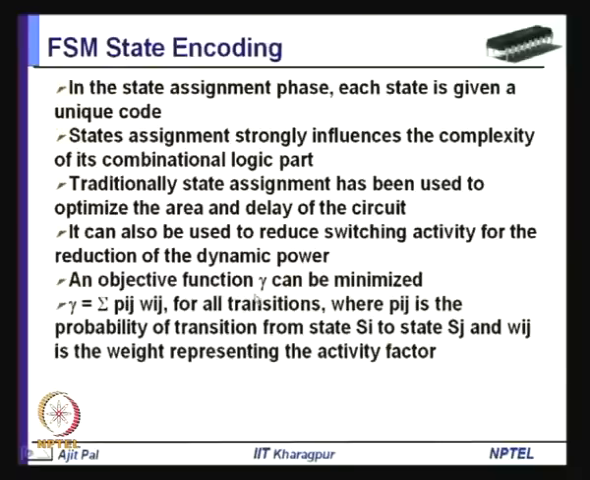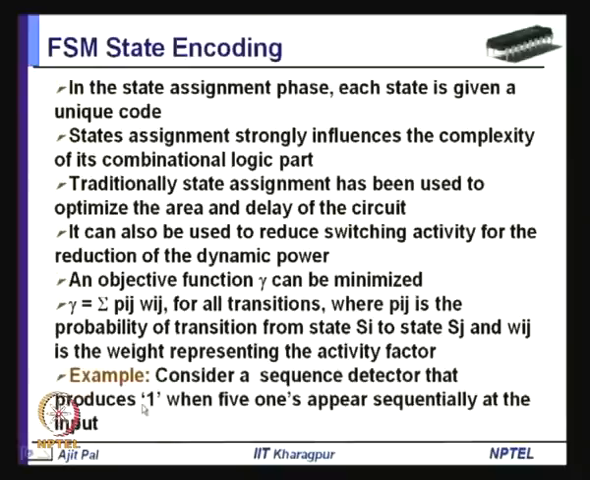So, an objective function gamma is decided, which can be minimized, where gamma is equal to summation of p_ij into w_ij for all transitions, where p_ij is the probability of transition from state S_i to state S_j, and w_ij is the weight representing the activity factor. We shall try to minimize this objective function, and that will essentially reduce the switching activity in the finite state machine. Let me illustrate this FSM encoding for reducing power dissipation with the help of a simple example.